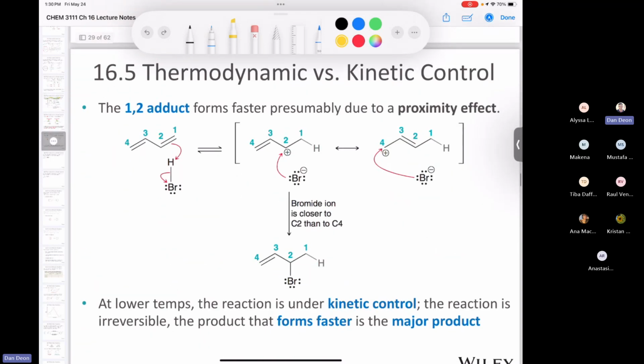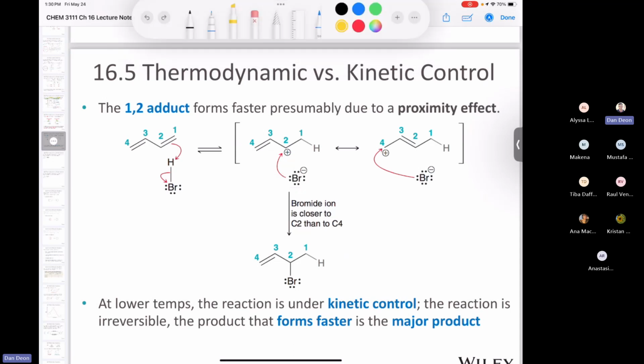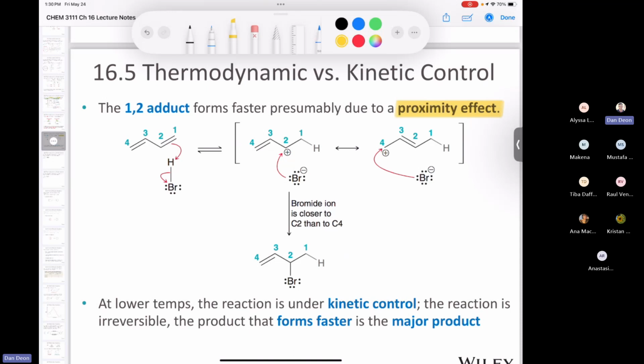Whereas when we make the 1,2 adduct, it actually forms faster because of something called the proximity effect. And you're like, proximity, that would mean closeness. Yes, 1 and 2 are closer together than 1 and 4, aren't they? Yeah, absolutely. So once you form that allylic carbocation here after your proton transfer, the reason the kinetic product, the 1,2 adduct, forms faster is because the bromide is going to be right next to the positive charge at carbon number 2, and it just forms faster. That's it. That's the whole answer. It's not any more complicated than that.